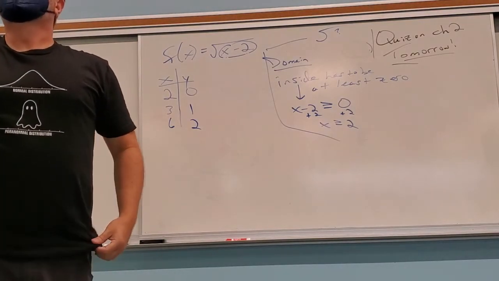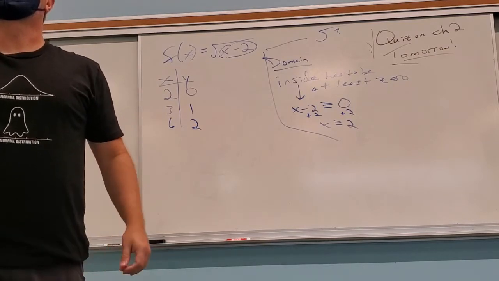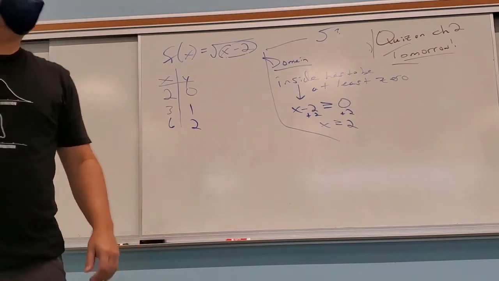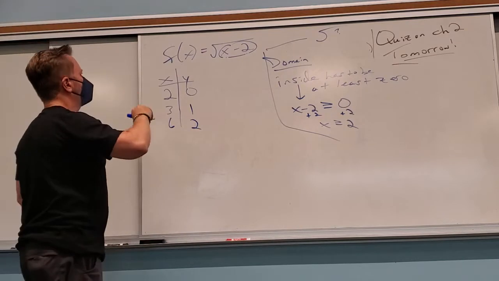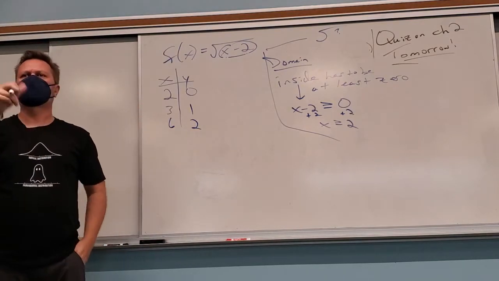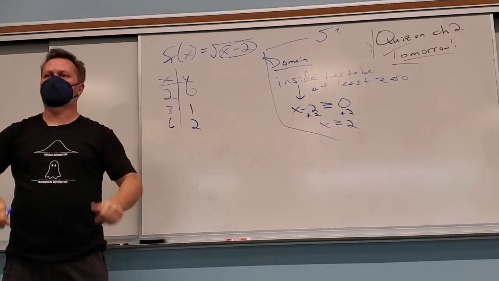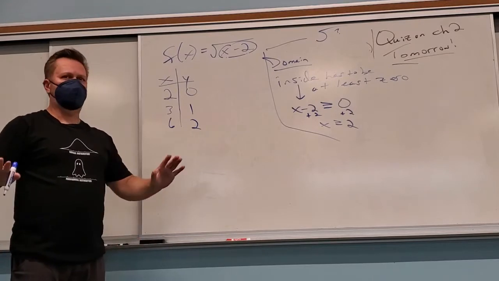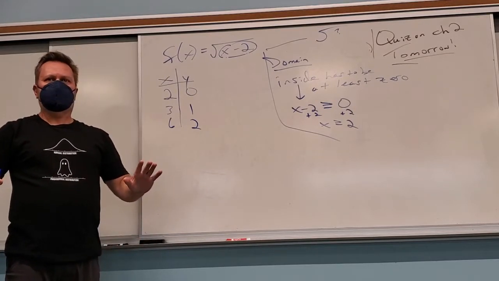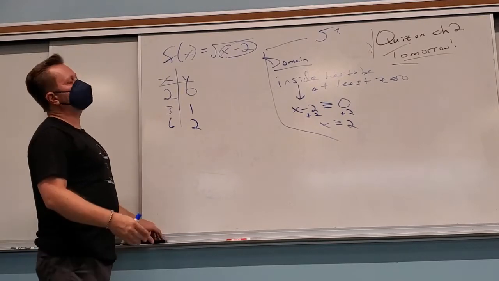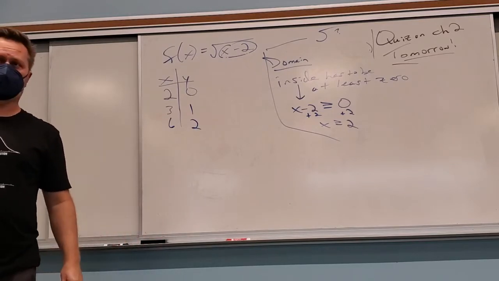Yes? The 3 would be valid one. Say again? What's the square root of 1? Oh, yeah, you're right. It's square root of 1. Okay. Does anyone know what a square root function basically looks like?